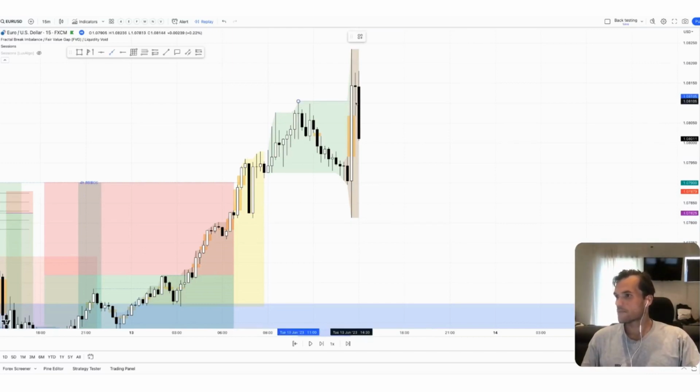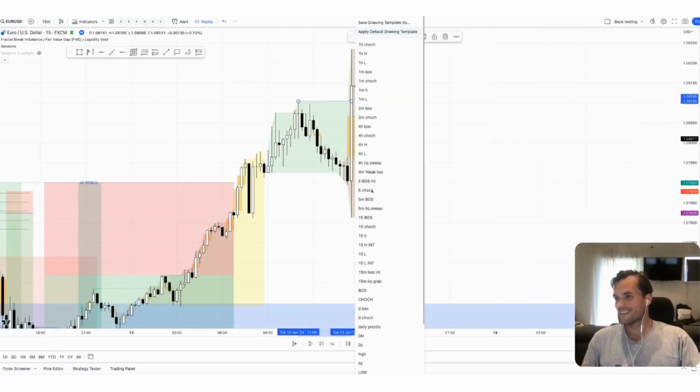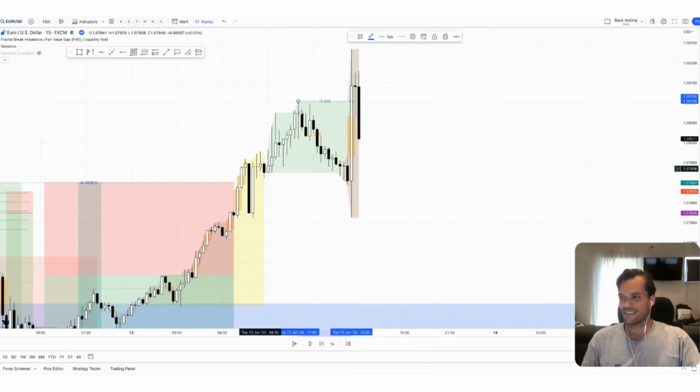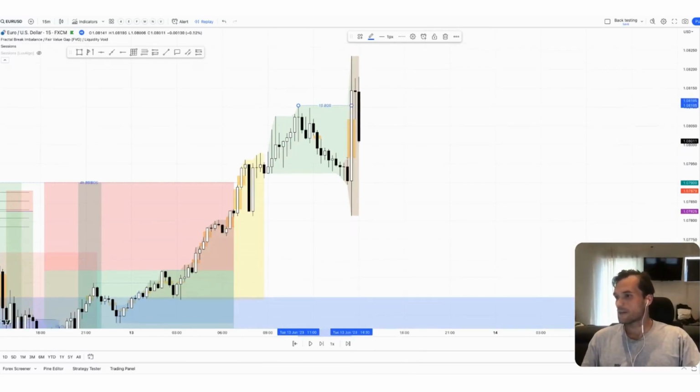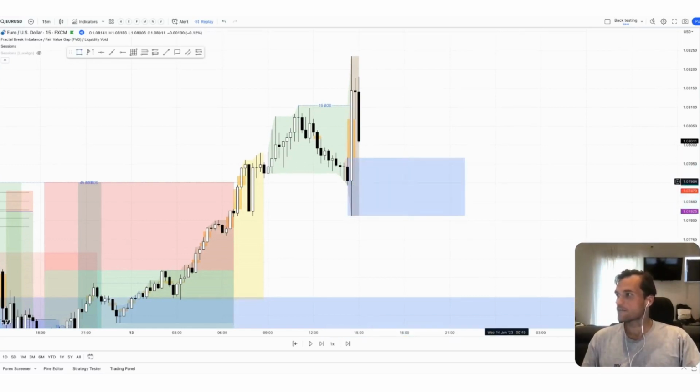Absolute crap. Realistically, what is this? If you're trading 1 minute time frame, you would have probably got chopped up. Okay, break of structure. Let's have a look. Pretty big area, but we're keen. The only thing is I got to find targets now.